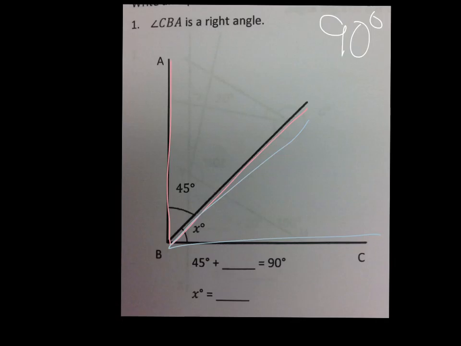So we know that 45 plus whatever the blue part of the angle is going to equal 90 degrees. So the way that we can solve is by subtraction. We can take 90 minus 45 to figure out the measure of angle x. We can't take 5 away from 0, so 0 becomes 10 and 9 becomes 8. 10 minus 5 equals 5, and 8 minus 4 equals 4. So we get 45 degrees. So x equals 45 degrees.